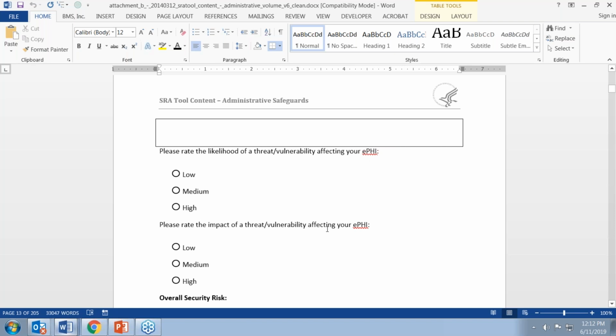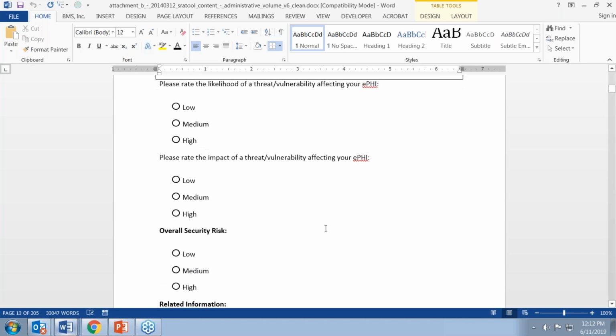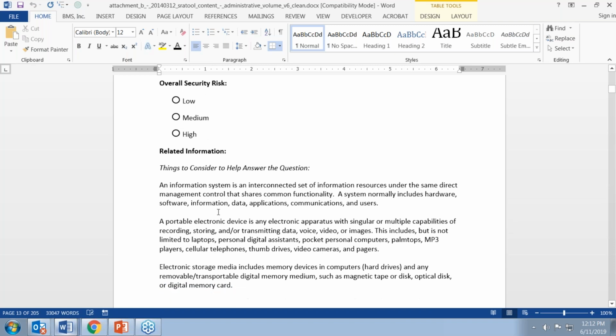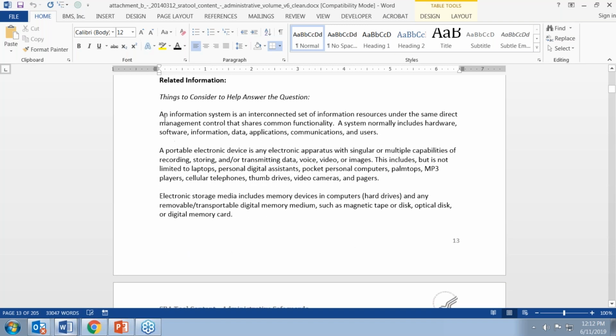Well, for us on this call, because we're just getting started, we may not really know how to identify or place a value on likelihood of threat or vulnerability just yet, because we're not really sure what the government is looking for. But let's go down to the related information for things to help consider on how we should answer this question. The government is telling us that an information system that's interconnected under the same direct management control and is sharing the same functionality is going to include our hardware, software, data applications, communications, and also our users.